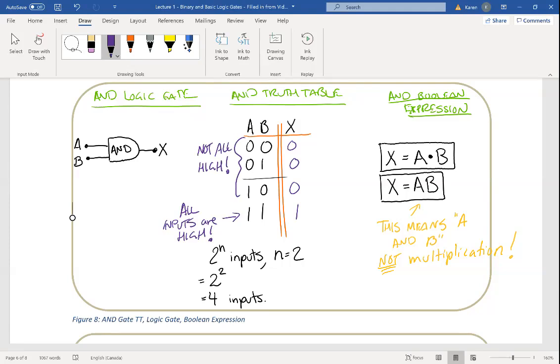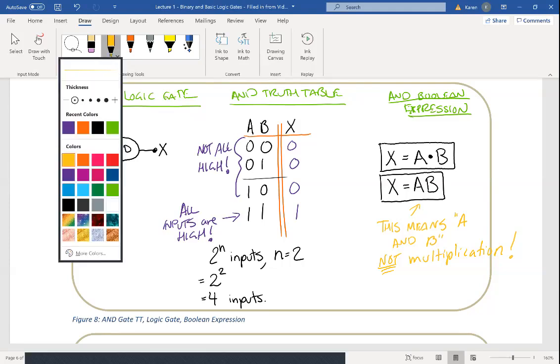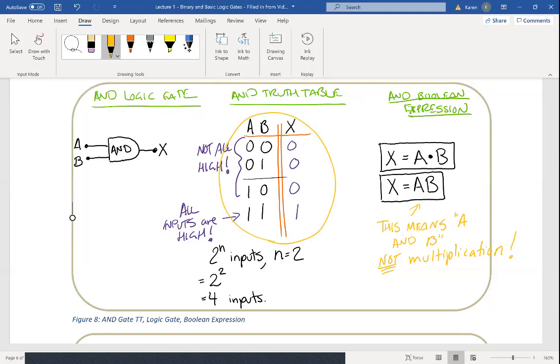I need you to look at this truth table and be able to memorize that combination of inputs and outputs. But you do it by remembering that an AND logic gate works such that there is only a high output X when all of the inputs are high.